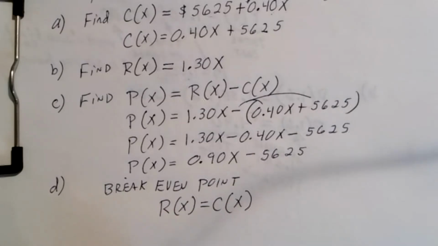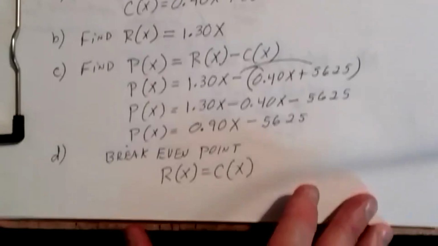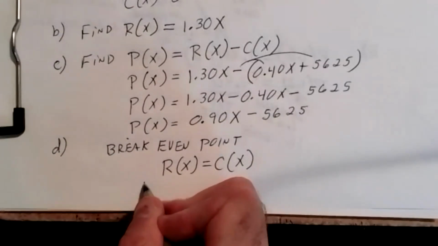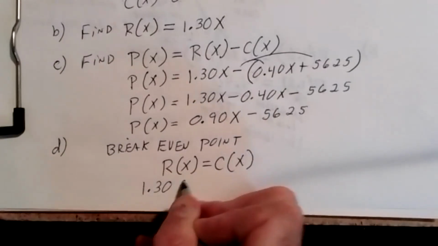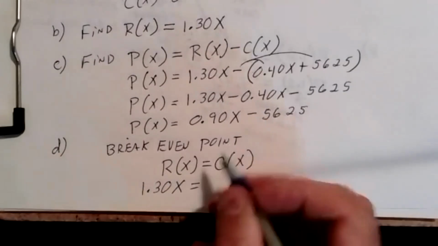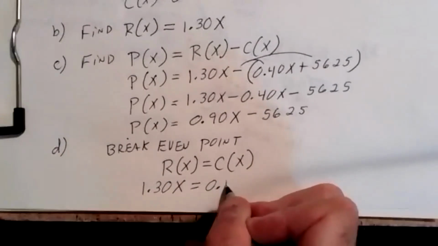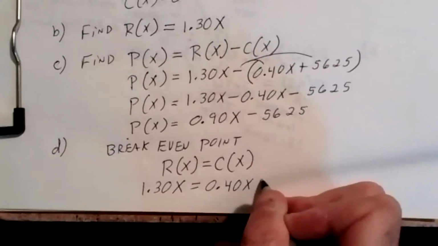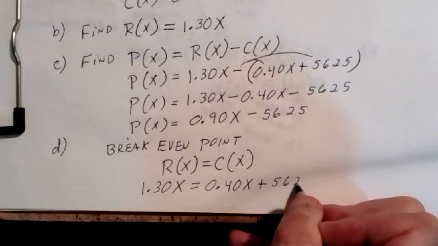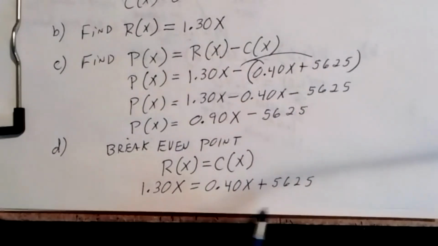So ladies and gentlemen, how are we going to do that? What we're going to do is take our revenue function we developed above, which is 1.30x, and set that equal to our cost function we developed above, which is 0.40x plus 5625. To solve this equation, we could solve it algebraically, but let's have a little fun. Let's try to solve this graphically.